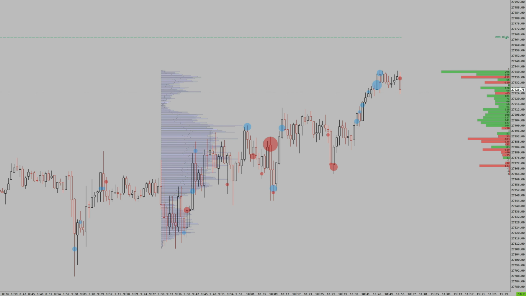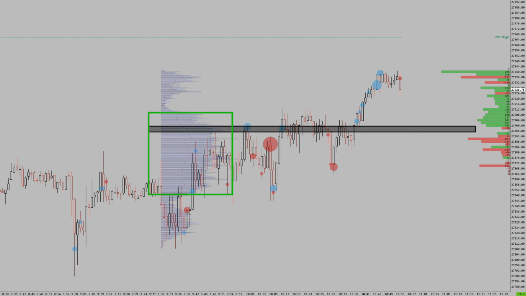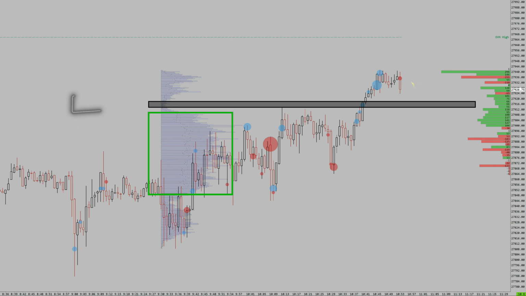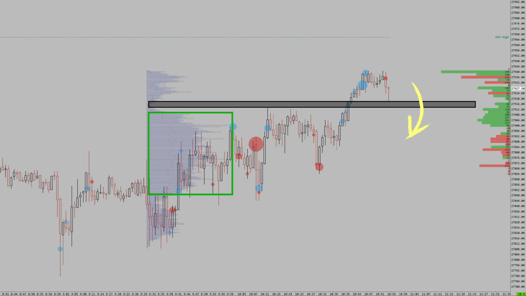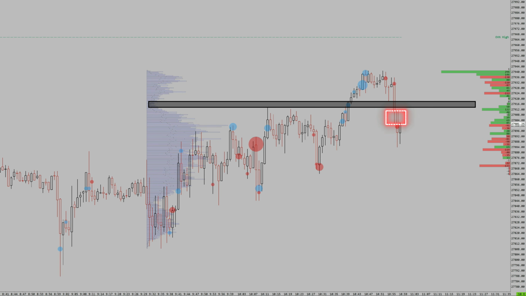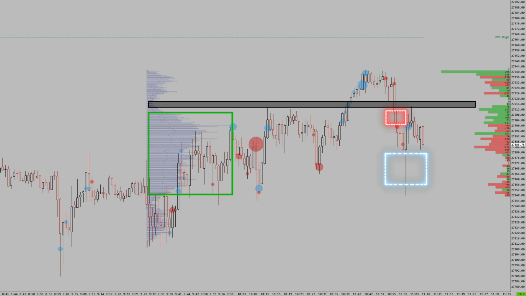Now, where do you enter? Once we reclaim back this high volume node, so we go back through this low volume node right here, and we go back into balance, this is where you enter your short. If you have market intuition and you are confident, you can enter a little higher, like I did, more aggressively, but technically, this is where you enter when you reclaim that zone, okay? And your target would be right here, basically at the bottom of the channel, or at the bottom of the volume cluster, which is around the same zone.